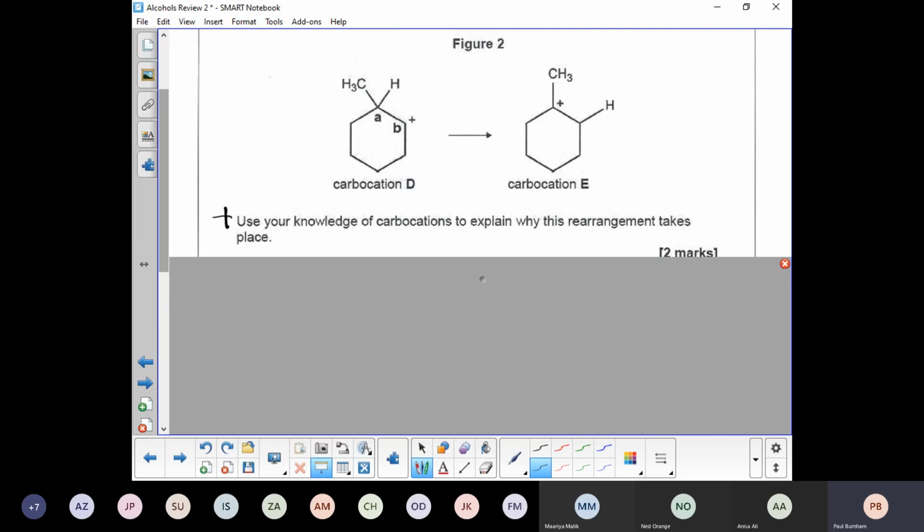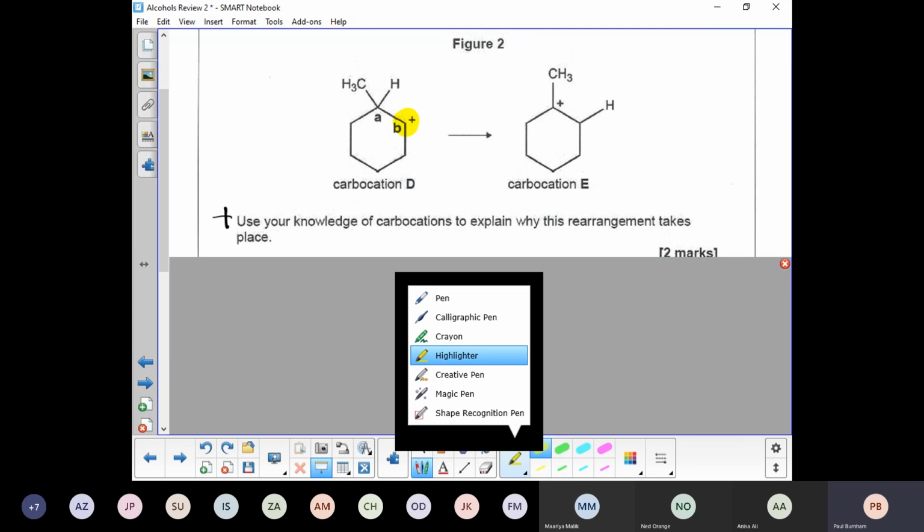So let's look at the carbocations. If I focus first of all on carbocation D, there's the positive charge. Well, I know carbocation stability is linked to their structure.